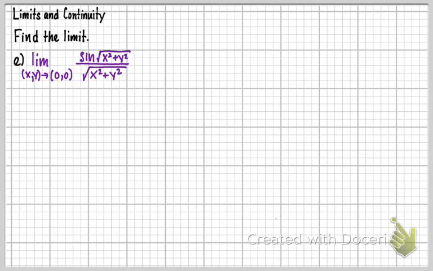One more limit here. So here it is. We're going to find this limit now. This limit says, the limit of sine of the square root of x squared plus y squared, over the square root of x squared plus y squared, as (x, y) approaches (0, 0). What is it?